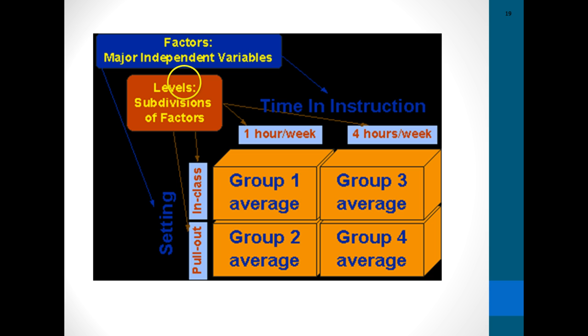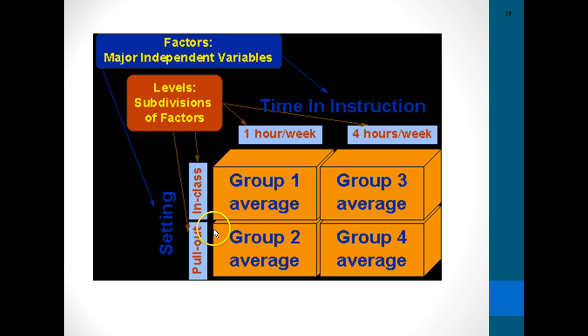So your factors in this study would be the two major independent variables, which are the time that they get for the instruction and the setting in which they receive the instruction. Then you have, with these designs, levels. So levels then are just the subdivisions of the factors.